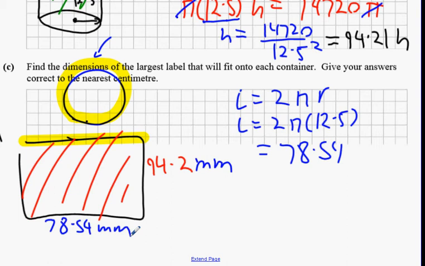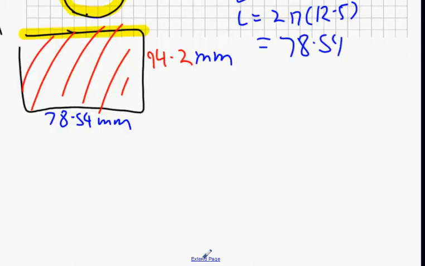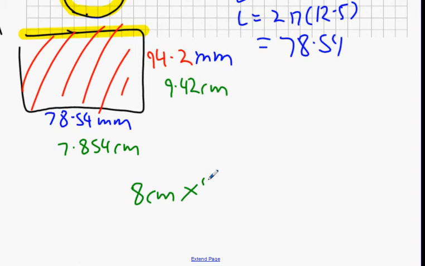Now, I haven't actually earned full marks yet either. What have they done to make this question even harder? What does it say? Nearest centimeters. So I have to divide everything by 10. So I have to turn that into 9.42 centimeters, and then 7.845 centimeters, and then I can round it off. It says the nearest whole centimeter, so it's 8 centimeters by 9 centimeters. Very tough question at the end of that. Okay.